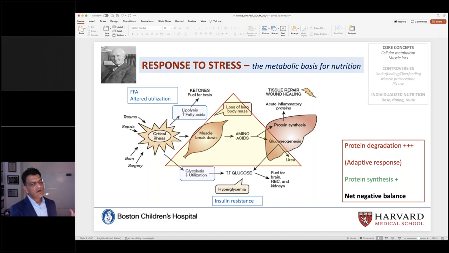So while we now no longer are hunter-gatherers relying on this muscle breakdown to sustain and survive injury or illness, it continues to be a learned response that affects our patients even today. And as a result, negative protein balance is a very common phenomenon in children or adults with critical illness.